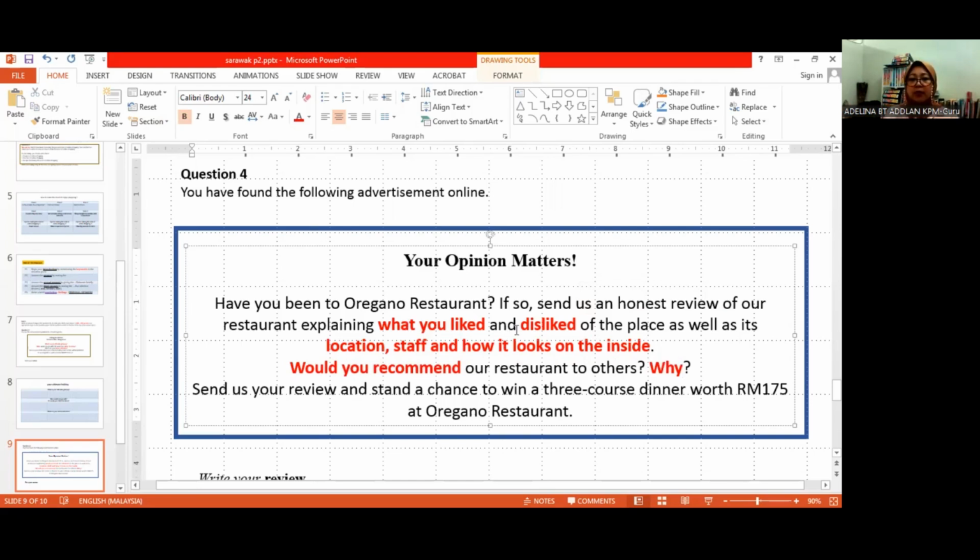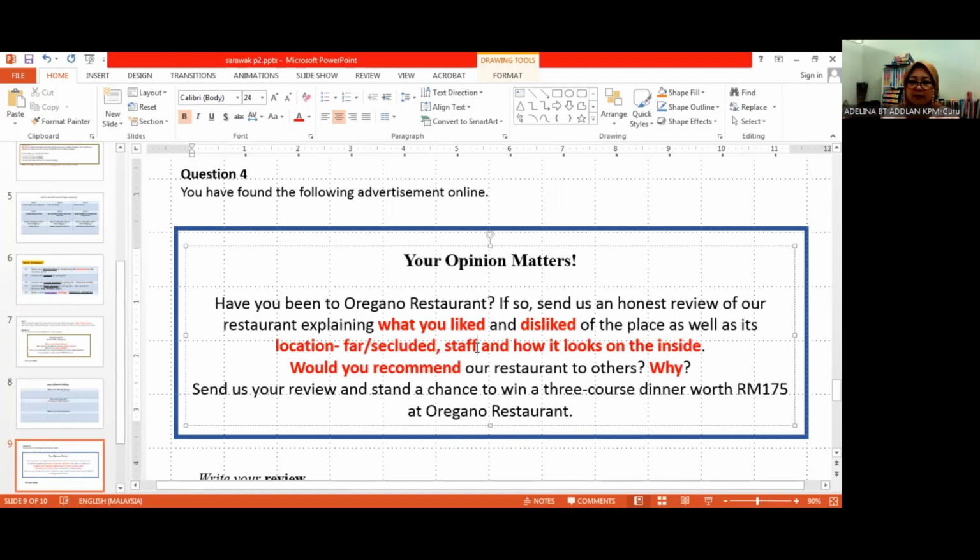Here, what you liked and disliked could be about the food, the menu. We can also talk about the location. If you say the location, probably the location that you are referring to will be far if you don't like the place, or it's quite secluded. This is secluded, so it's quite difficult for you to find it. There are restaurants which are like this.